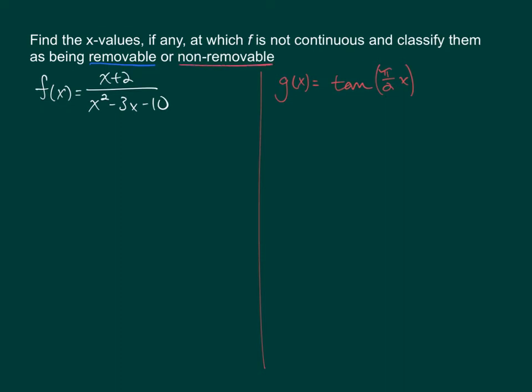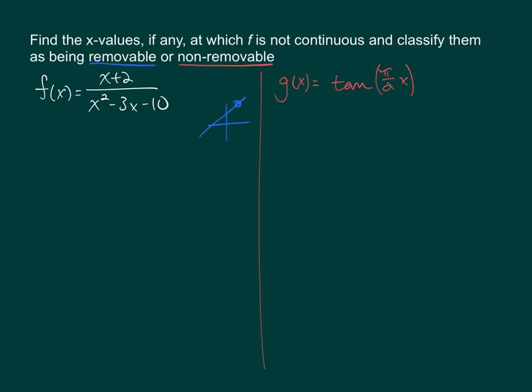So a removable discontinuity is just a hole in the graph. So this would be something like this graph. I'm going to leave it in blue because removable is in blue. And a hole in the graph, that is a removable discontinuity.